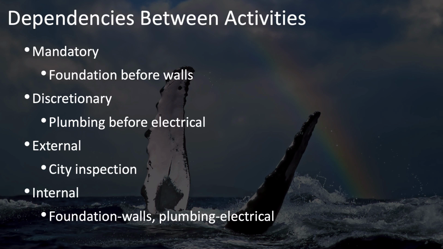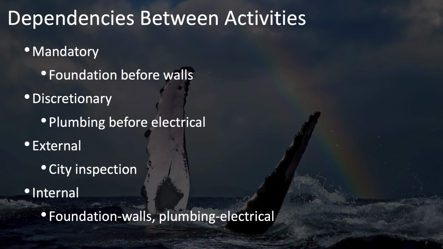Other dependencies are considered discretionary, often because it's best practice to do it in a certain order, but not absolutely necessary. For example, it's common practice to do the plumbing before you do the electrical work on a house. This is important for a couple of reasons. One is, of course, that it's easier to not have both of your subcontractors working in the same space at the same time. It's a lot easier if the plumber can get his job done first, and then the electrician can come in and do his job.